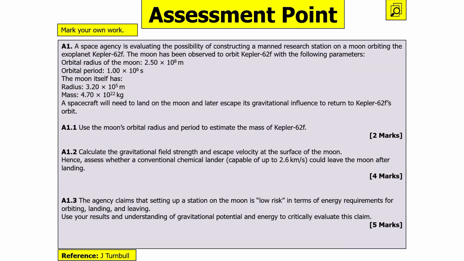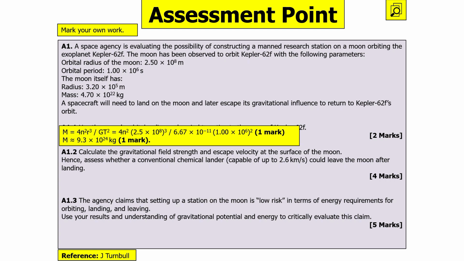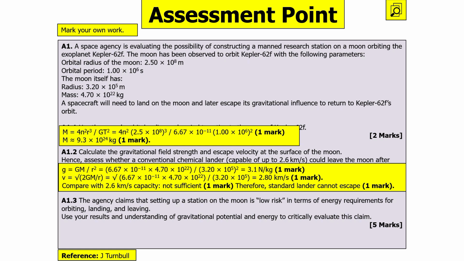Right, in our first one we know M is equal to 4 pi squared r cubed over G T squared. We pop in all the numbers given to us in the question and we can work it out to be 9.3 times 10 to the 24 kilograms. Next one. We know g is equal to GM over r squared to work out the gravitational field strength. So we can work it out when we pop in all the values to be 3.1 newtons per kilogram.